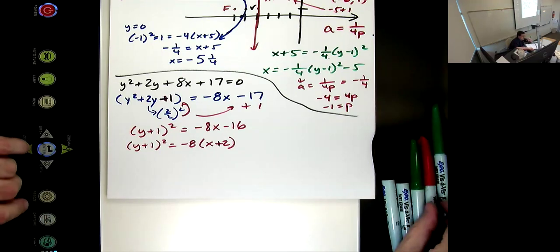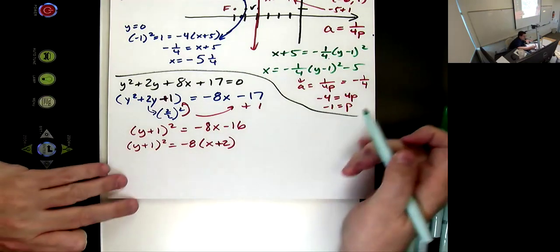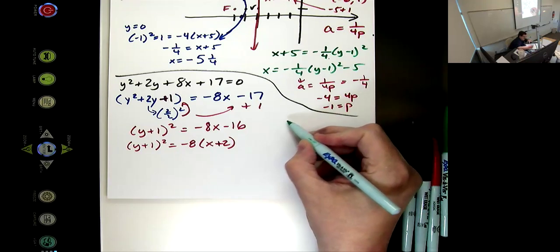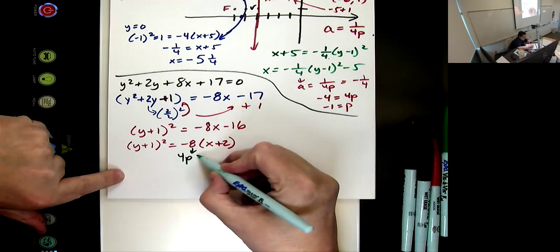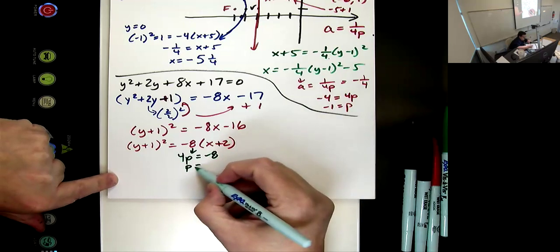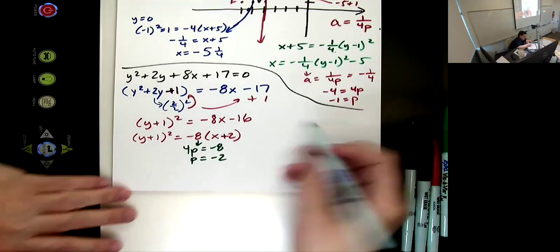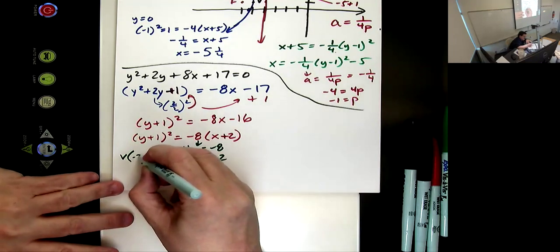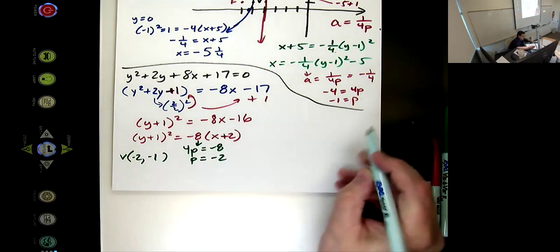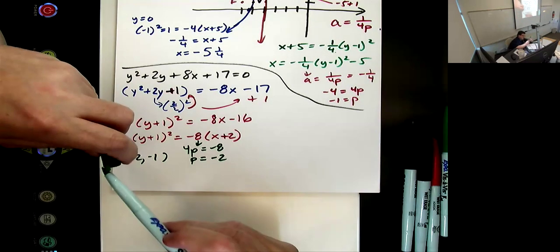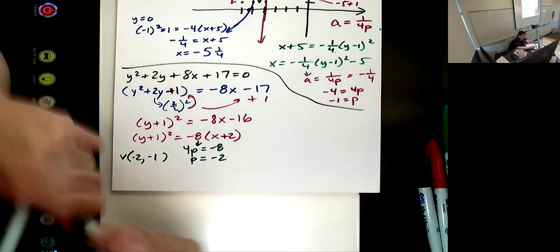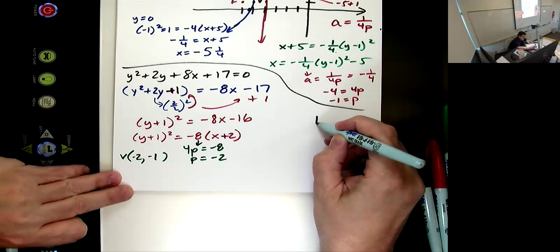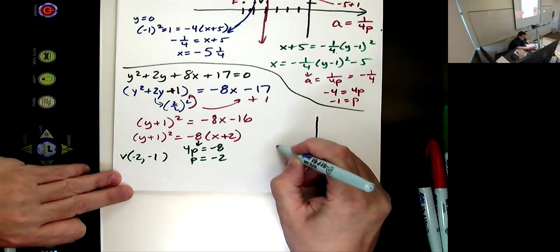All right, what's P? How do I find it? P is -2. Set this equal to 4P. Where's the vertex? -2, 1. -1. Two, -1. It's gonna be going downwards.